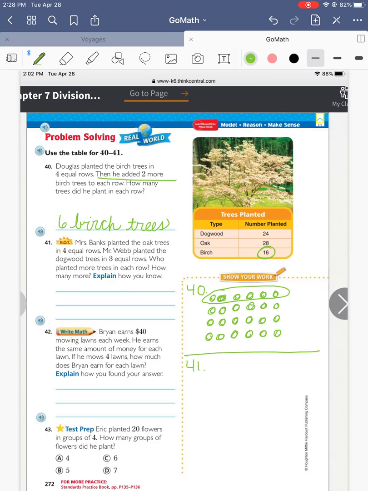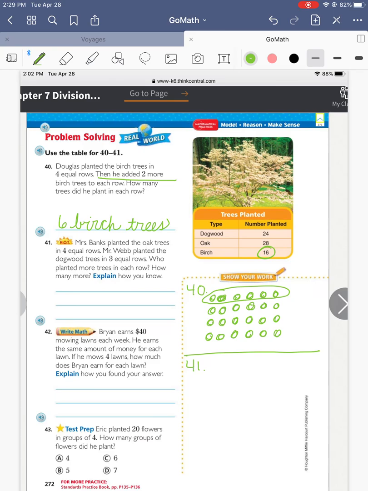Then for number 41, Mrs. Banks planted the oak trees in 4 equal rows. Mr. Webb planted the dogwood trees in 3 equal rows. Who planted more trees in each row? How many more? Explain how you know.